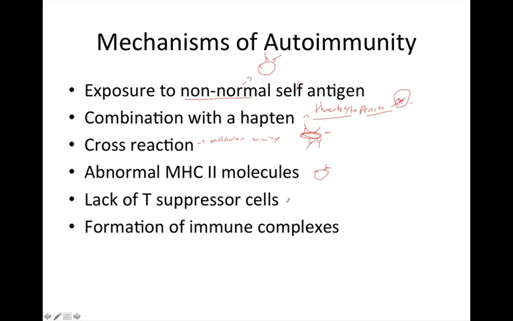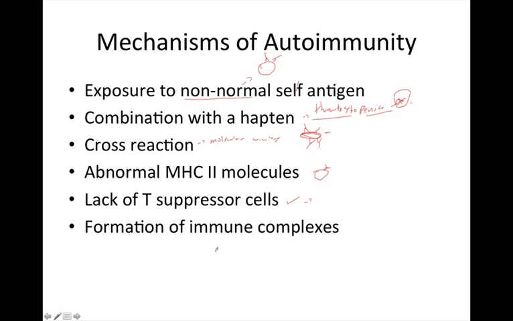Lack of suppressor T cells is another example as well, where we have to be able to modulate the immune response by shutting it down, or preventing T cells, for example cytotoxic T cells, from getting a bit too active, or B cells from getting a bit too active with antibody production. So basically, that's something that's been talked about with type 1 diabetes as well.